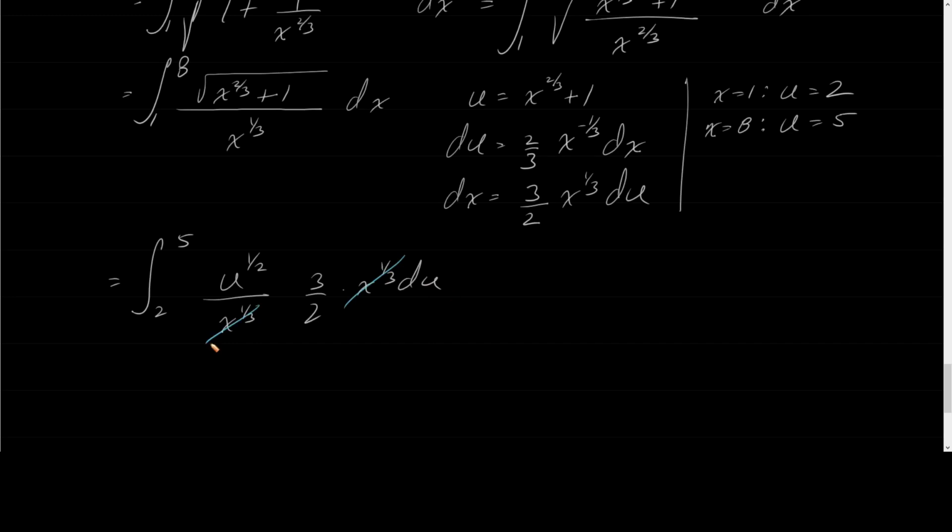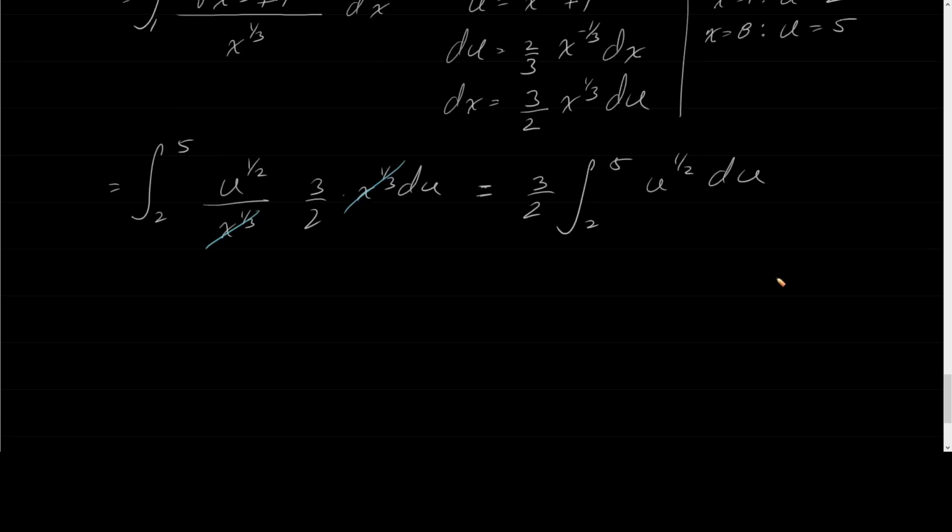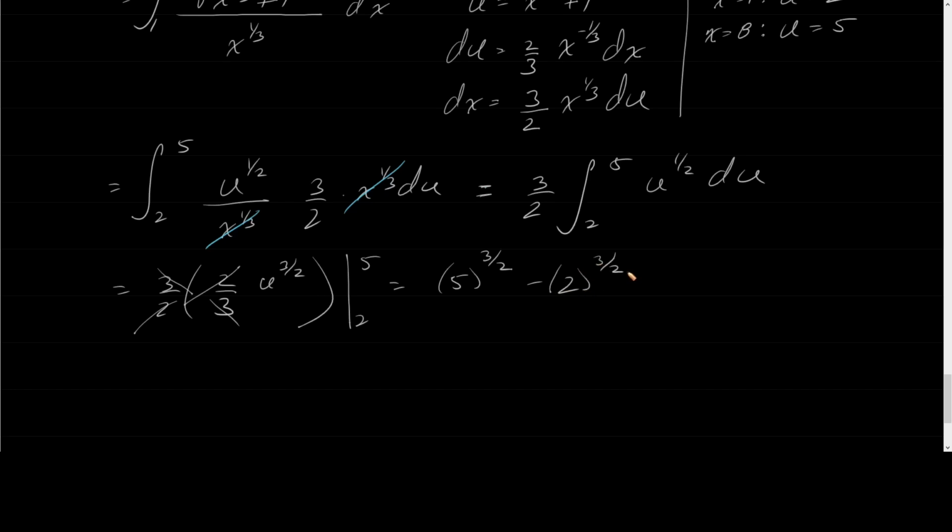Awesome. Now, let me just rewrite this before we actually integrate. So we have now 3/2 integral from 2 to 5 of u to the 1/2 du. So at that point, well, we add 1 to the exponent, divide by the new exponent. So I have 3/2 times u to the 3/2, right? Added 1 to the exponent, divide by the new exponent. It's the same as multiplying by the reciprocal, right? So in there we see that the 2's cancel out, the 3's cancel out, and this is evaluated from 2 to 5. So I end up with 5 to the 3/2 minus 2 to the 3/2.